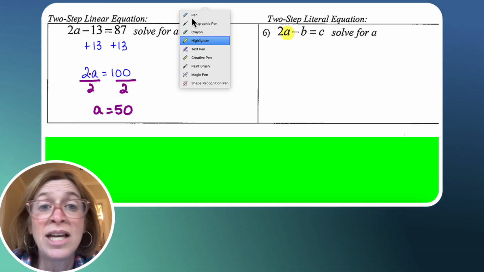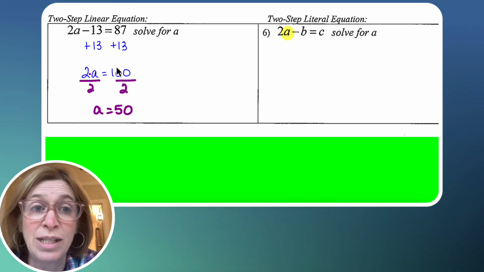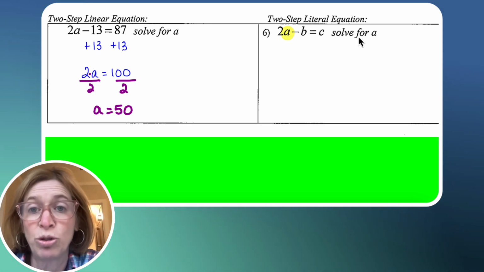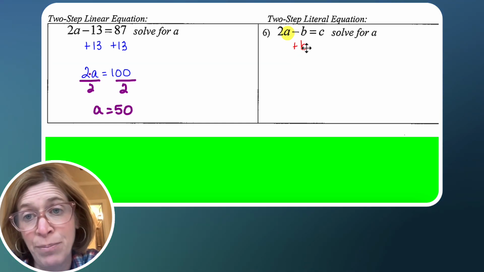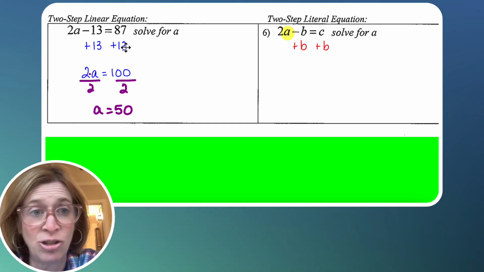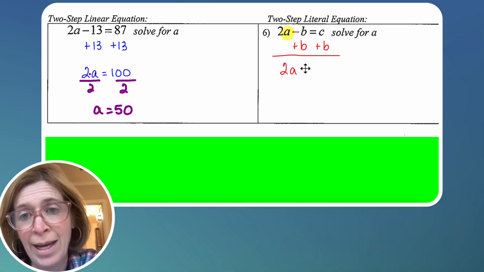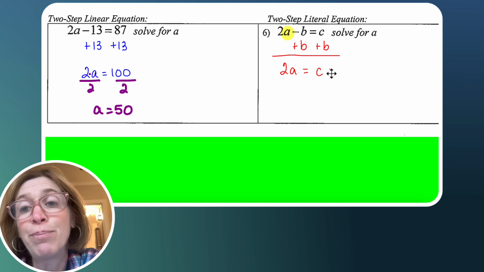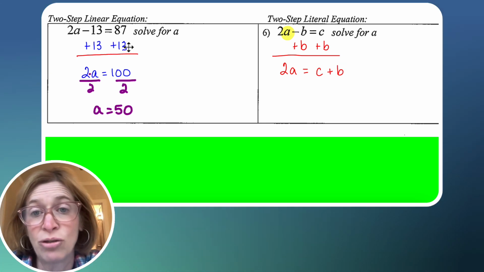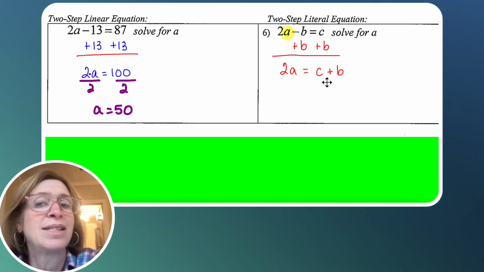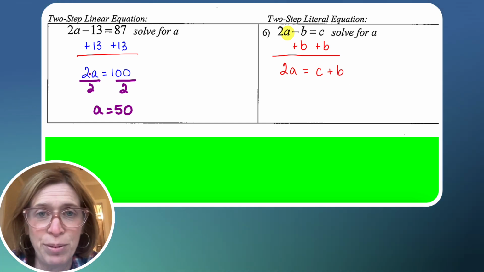I want you to notice the structure is exactly the same as that two-step linear equation. All right, so we're solving for a, so we have to isolate a. The first thing we're going to do is add b to both sides, just like we added 13 to both sides. That's going to leave me with 2a equals c plus b. We added 87 plus 13. They were like terms. C and B are not like terms, so we can't add them. So we just leave it as c plus b.